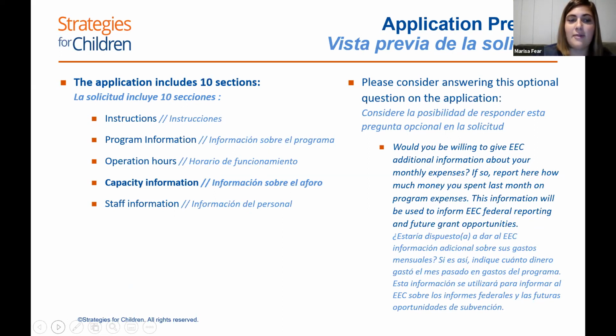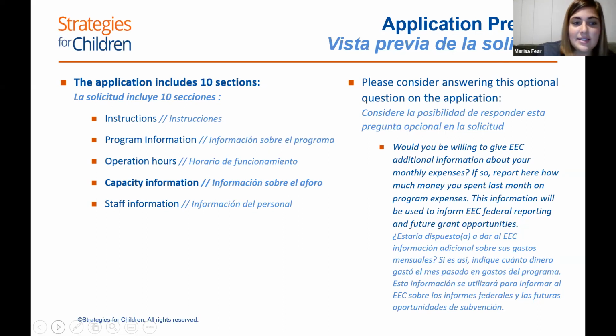And then it has capacity information. This is where you would enter your enrollment as of the first of the month. And this, again, does not impact your grant amount in any way. It's just important information to collect. Within that capacity information section is where the question about whether you would be willing to give EEC additional information about your monthly expenses is included. I wanted to pull that out and show people where that question is and encourage everyone to fill out that information. As you can see on the bottom, this information will be used to inform EEC federal reporting and future grant opportunities.